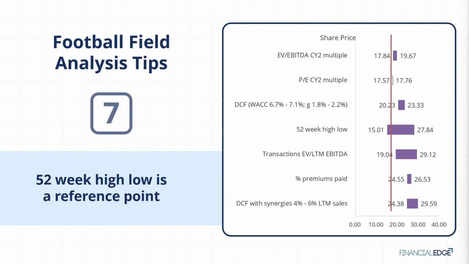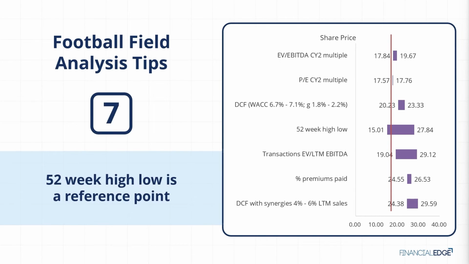The 52-week high-low bar shows the extreme values that the share price reached in the last year. It's an important reference point for the other valuation methods. In our football field, we can see the 3 standalone valuation techniques at the top. They all sit within the 52-week high-low, which gives us confidence that the market and our values are in agreement. The vertical share price line in red, which shows the current share price, is also close to our standalone values.